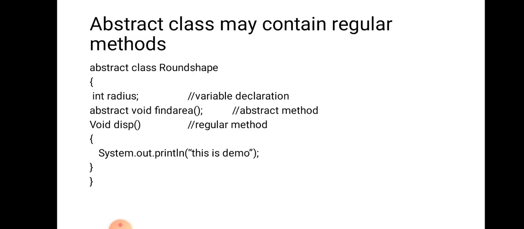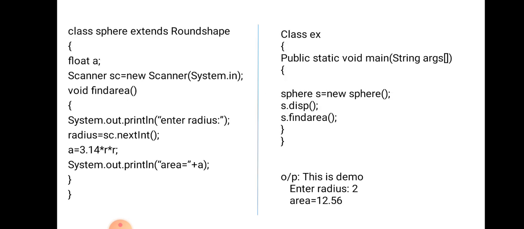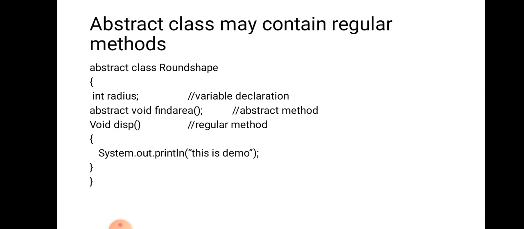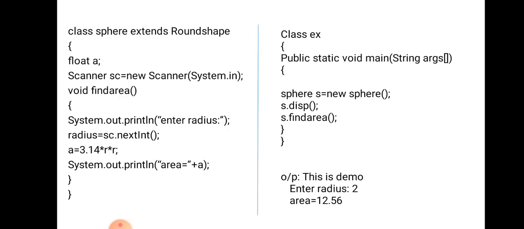As we have declared the abstract class RoundShape, in that we have declared one data variable, that is int radius, then two methods: the first is an abstract method and the other is a regular method. Now we will see how a derived class is declared. This class Sphere is extended from RoundShape, that is the abstract class. When we have to derive something, or take something from a base class, we use the extends keyword, which is used in inheritance, as you all know.